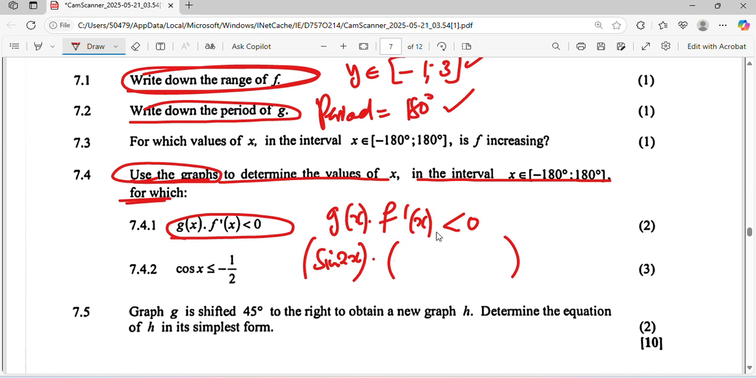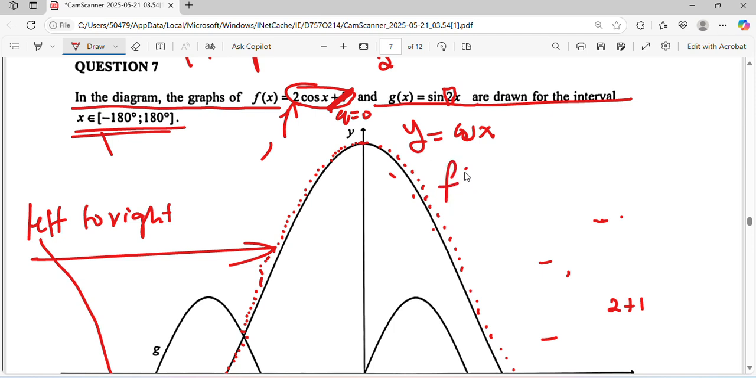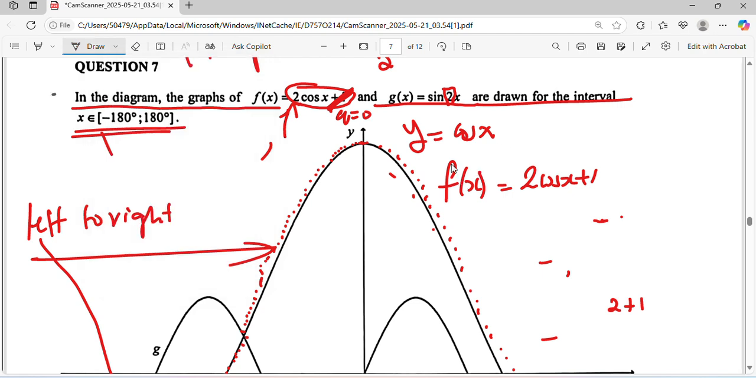The first derivative of this. Now let's look at what f of x is. F of x is 2 cos x plus 1. Now, in order to get the derivative of this in your curriculum in matric, it's impossible for you to be able to differentiate this in matric.